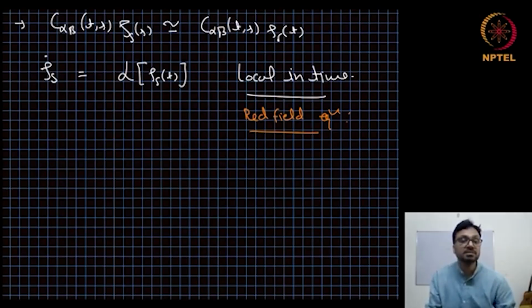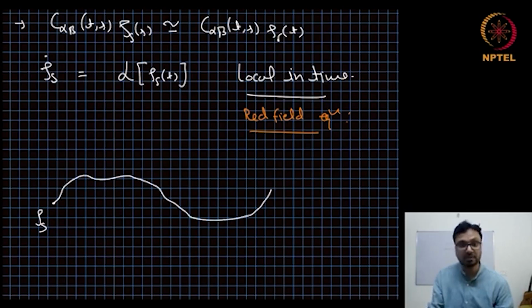Markovian dynamics is something which does not depend on the history. So if we have a quantum system rho, and let us say it's in some parameter space, and in time the state evolves, taking some trajectory in the parameter space.